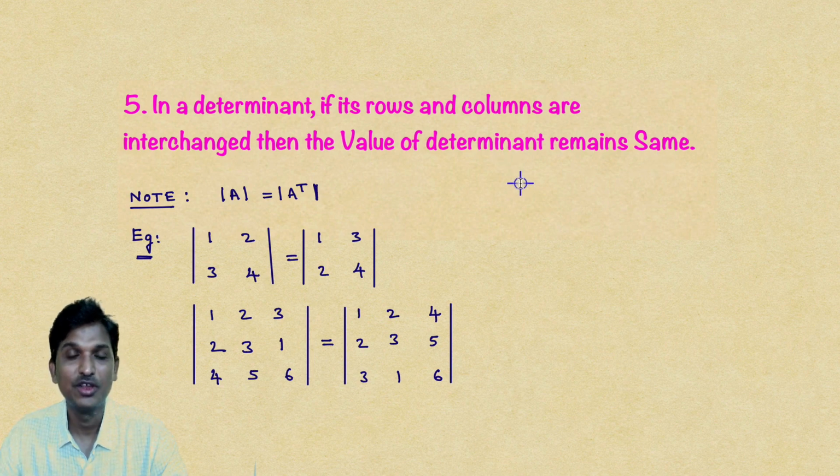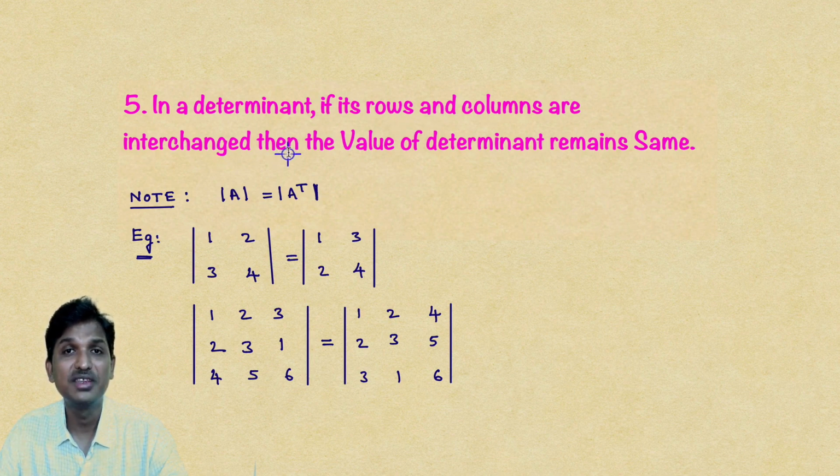In matrices, you take one matrix. If you interchange its rows and columns, what will you get? You will get its transpose, which we learned in the matrices chapter. Here they are saying in a determinant, if its rows and columns are interchanged, then it will be its transpose. This property says in a determinant, if its rows and columns are interchanged, then the value of the determinant remains the same. I'll try to explain this property with examples.